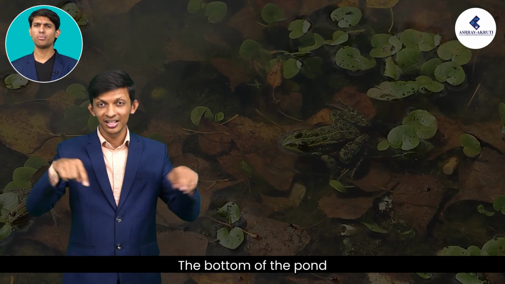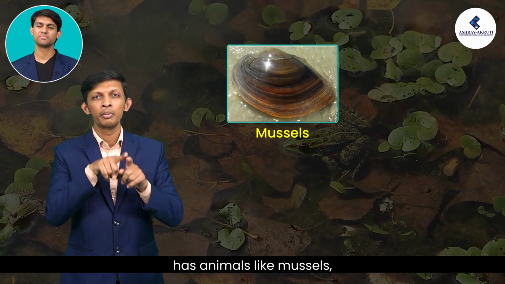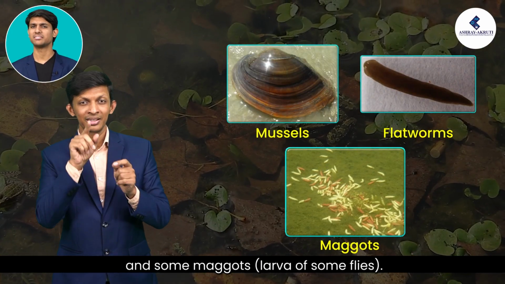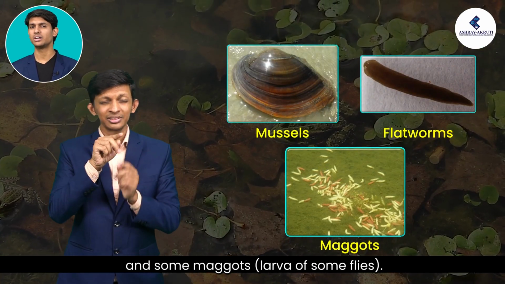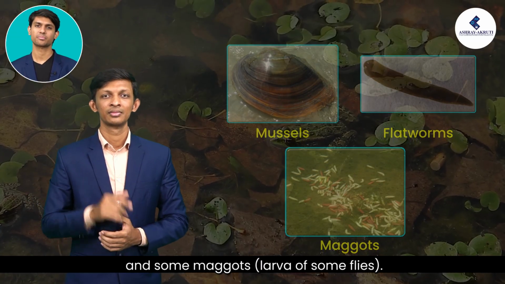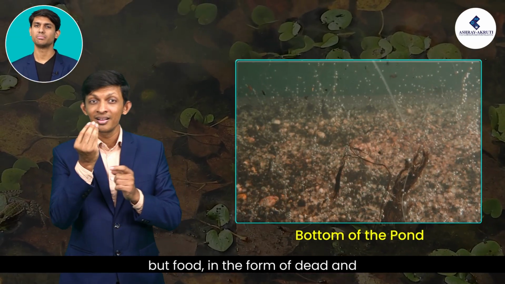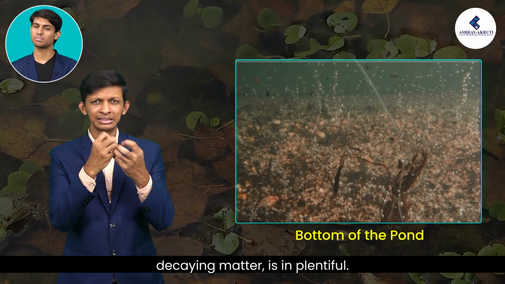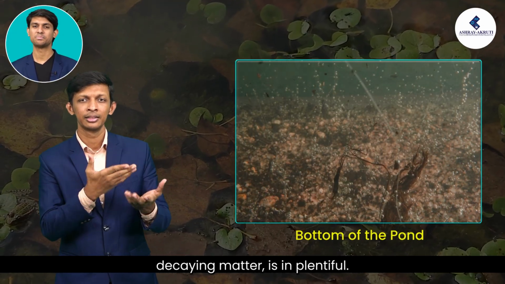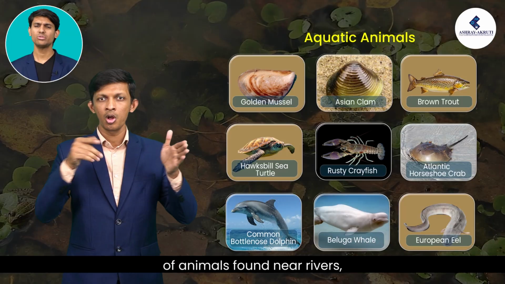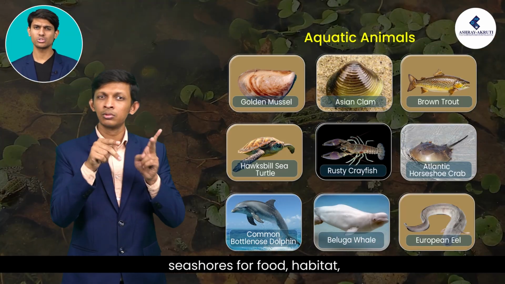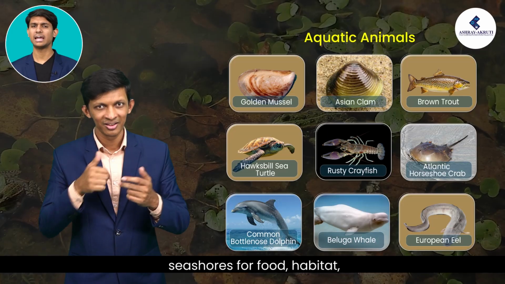The bottom of the pond has animals like mussels, flatworms, and some maggots, larvae of some flies. Light is minimum here, but food in the form of dead and decaying matter is plentiful. A wide variety of animals are found near rivers and seashores for food, habitat and reproduction.